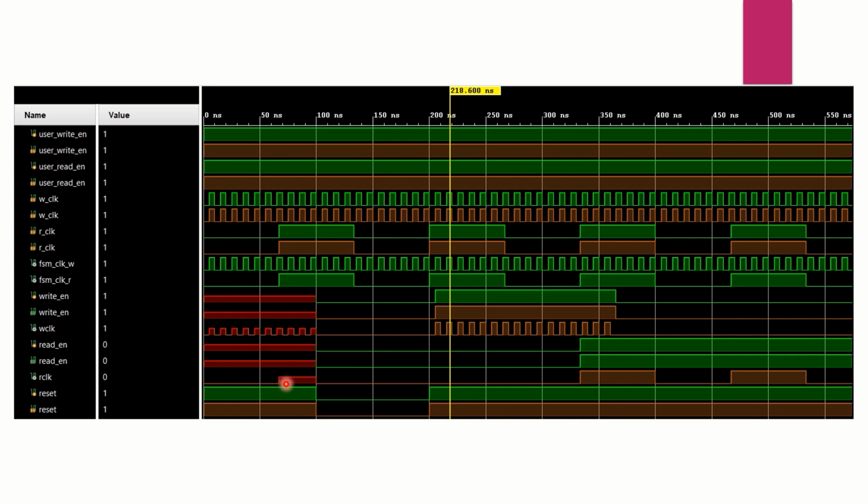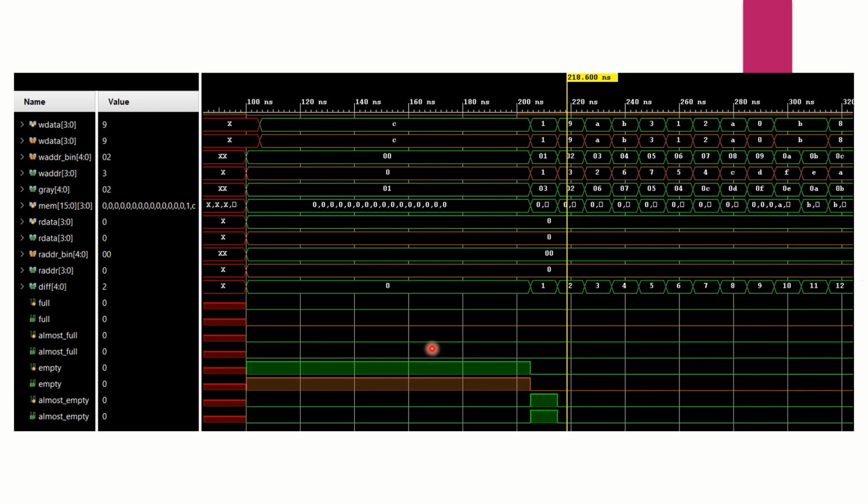Read enable and write enable are not defined in the beginning, but once reset is triggered, they will be set by themselves. Write data is the input; write address in binary, write address in gray, along with the signals up to diff will be set once reset is triggered. Also, full, almost full, empty, and almost empty flags are set in sync with the reset signal.